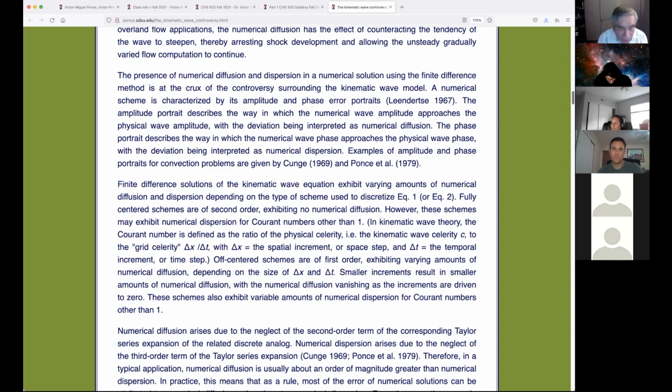Now we know the definition of the Courant number is the ratio of the physical celerity to the grid celerity, dx over delta t. Off-center schemes are of first order. Second order is better than first order. Yes, but to an extent. Sometimes you have to go first order because first order may not have instabilities, while second order can have instabilities. And you want to first get rid of the instabilities and then look at the convergence. That's the procedure. You cannot get rid of the convergence and then look at the instability. It's like trying to solve a minor problem after you have attempted the big problem. At any rate, first you handle the instability or stability, and then you go to the convergence.